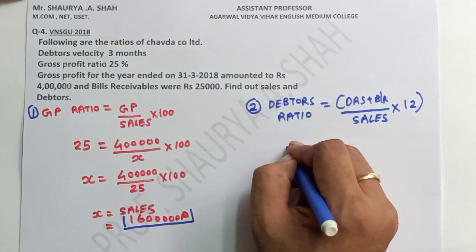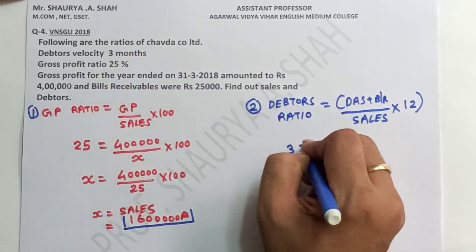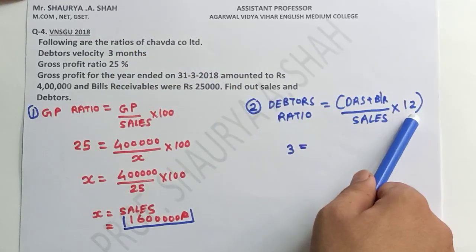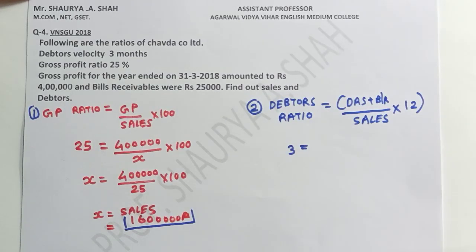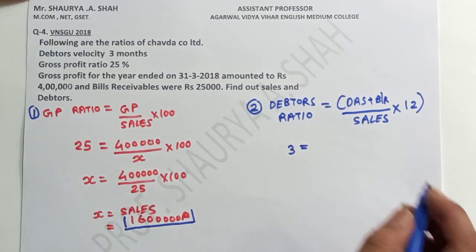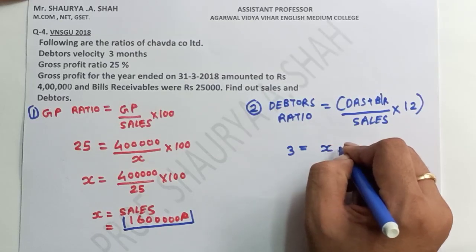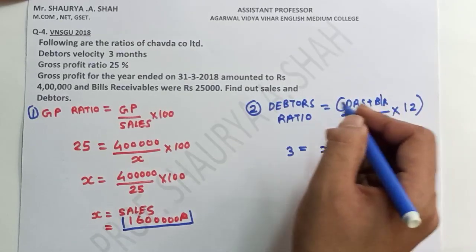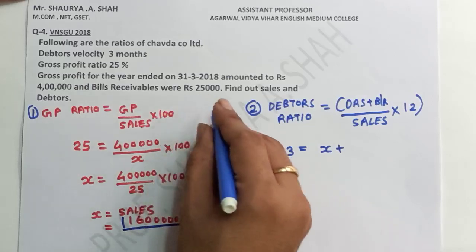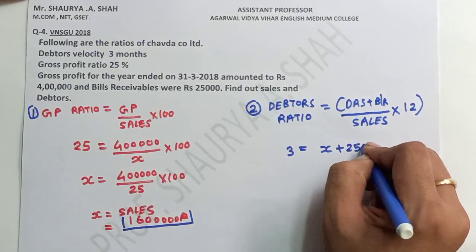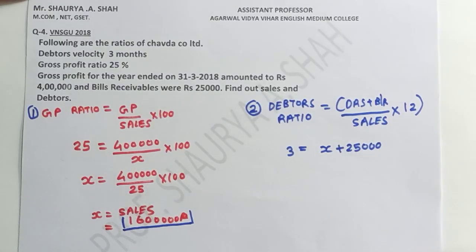Debtors' ratio already I have in the answer, 3 months. As it is 3 months here, it is 12 months. If you are taking here as days, then here also it will be days. 3 is equals to x. Debtors I don't know the answer, I need to find it out, right? Sales we have found out, debtors we still need to find out. Bills receivable, am I knowing my bills receivable? Yes, it is given in the sum, 25,000 rupees.